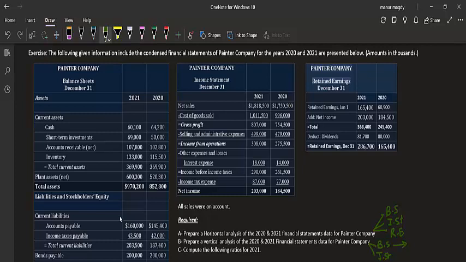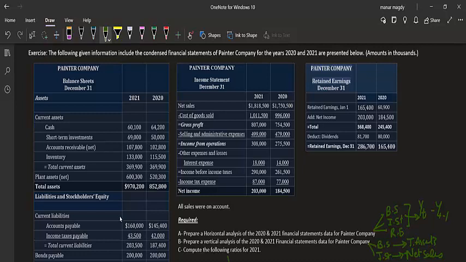And here you divide any account by the total assets, and here you divide by the total net sales. Okay, while here for the horizontal you compare year to year, year T minus year T minus 1. Lastly, we're going to compute the following ratios.